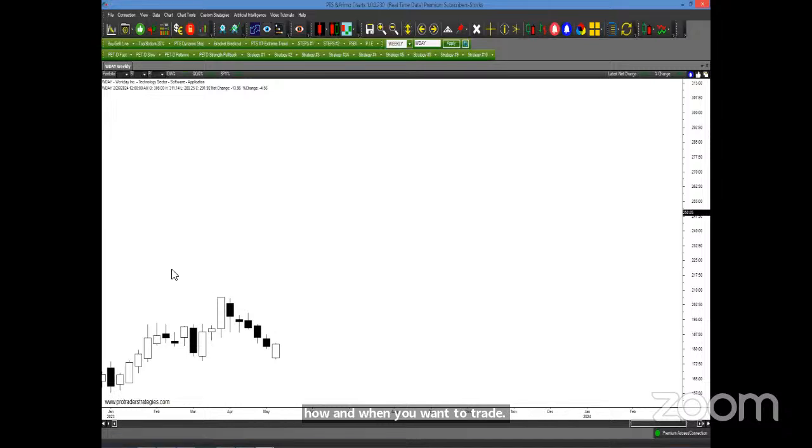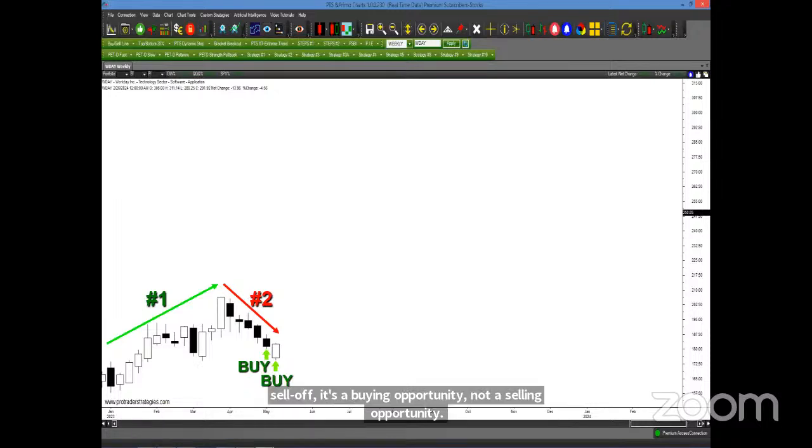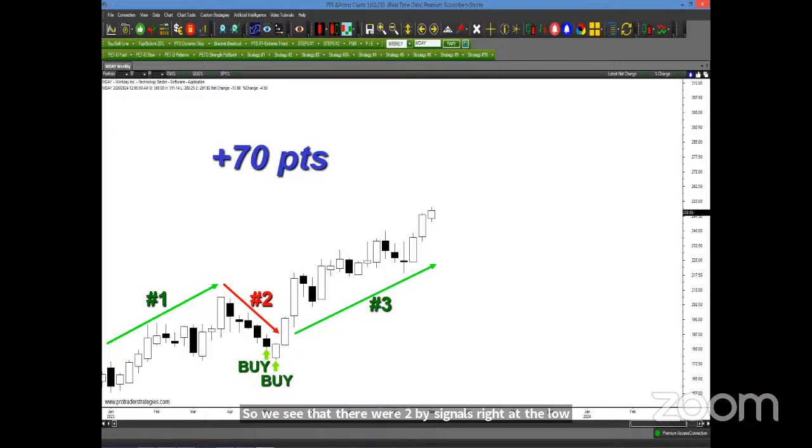All right, let's look at this weekly chart, because it makes no difference if we're looking at daily charts, hourly charts, or even weekly charts. All right. So what did strategy number 9 generate here? Well, it says that this is phase number 1 and phase number 2 is this sell-off right here. Well, if this is the sell-off, it's a buying opportunity, not a selling opportunity. So we see that there were 2 buy signals right at the low of that sell-off. And look what happened. In phase 3, on this weekly chart, you could have potentially captured 70 points.